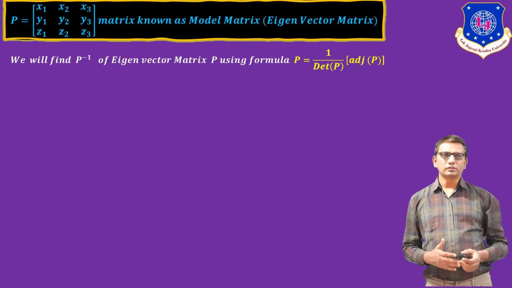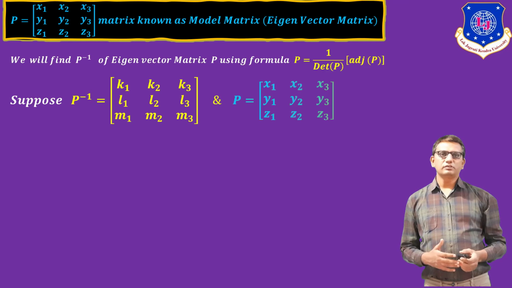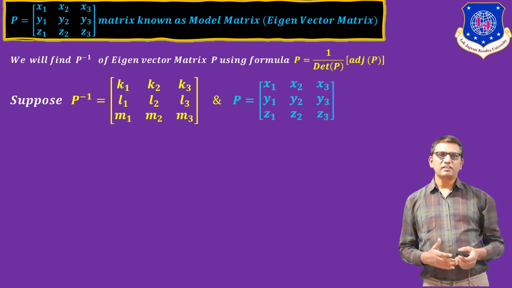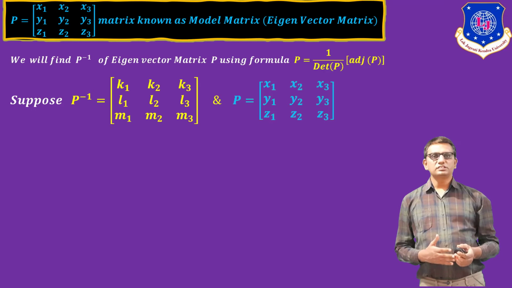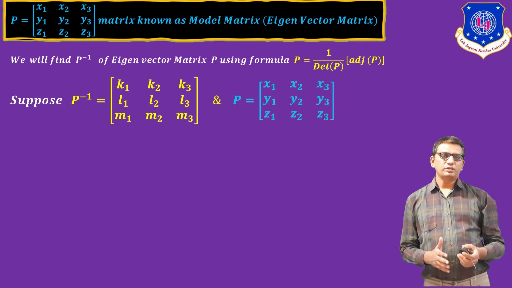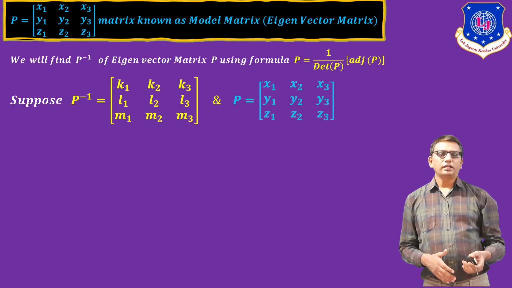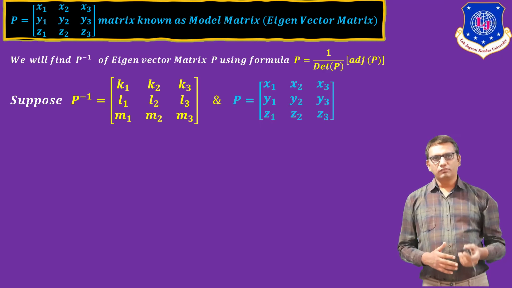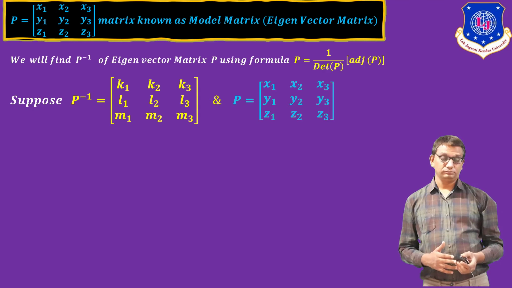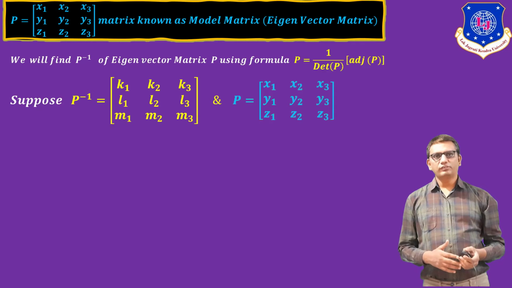After finding the P inverse, we multiply P inverse. Suppose we have P inverse as K1, K2, K3 in the first row, L1, L2, L3 in the second row, and M1, M2, M3 in the third row. So here remember that in the P inverse, we are taking the transpose of the cofactor matrix. First of all, find the cofactor of each entry, then take the transpose with the sign. And here we already know P is x1, y1, z1, x2, y2, z2, x3, y3, z3, which is our eigenvector matrix.